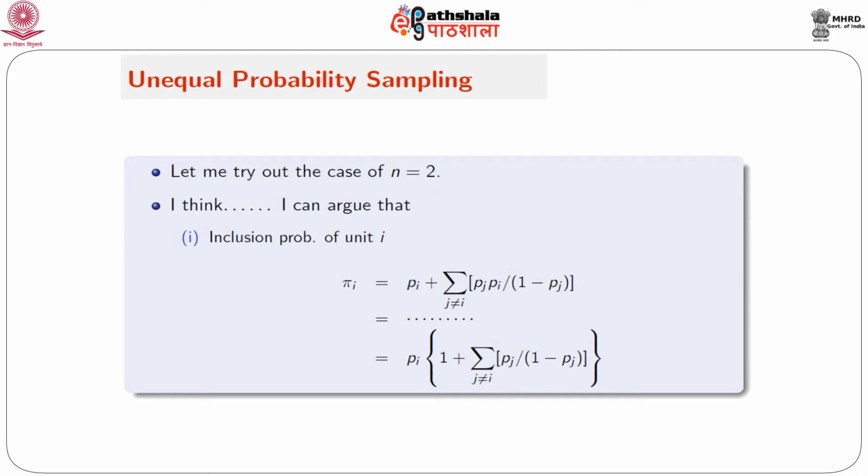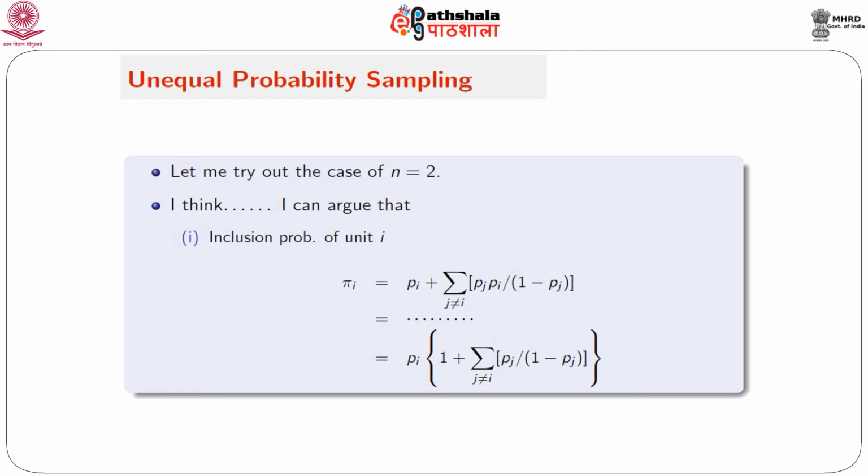I think I can argue that the inclusion probability of unit i, pi_i, is pi plus the sum over all the j's unequal to i of pj pi divided by 1 minus pj, which ends up as pi times (1 plus the sum over j's not equal to i of pj over 1 minus pj).